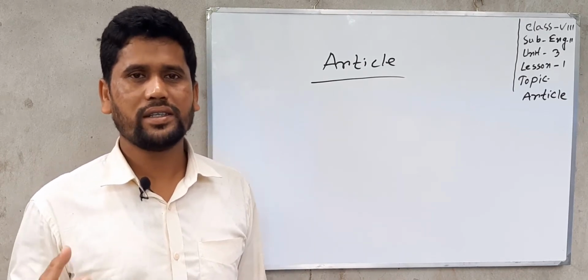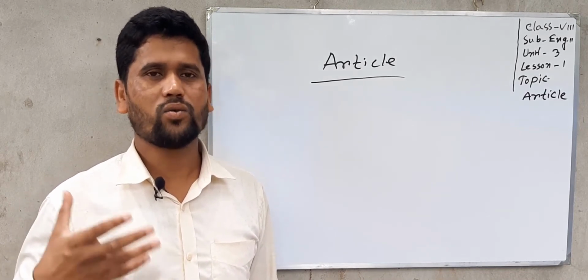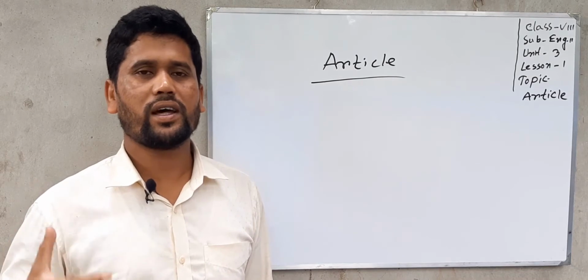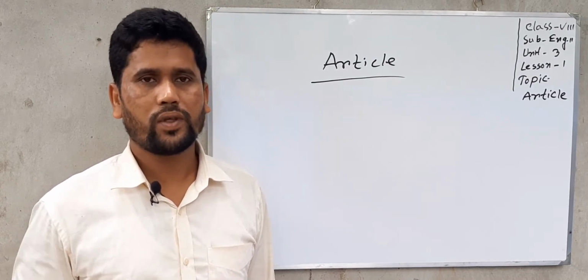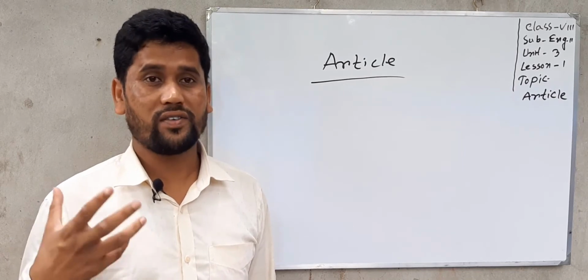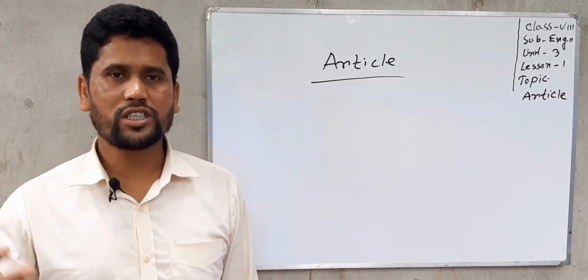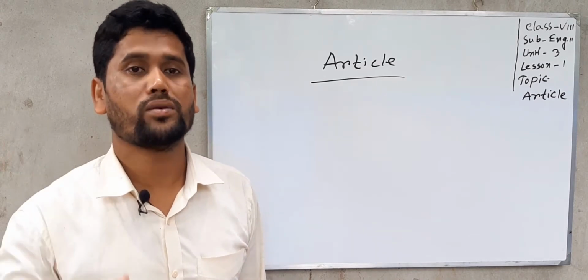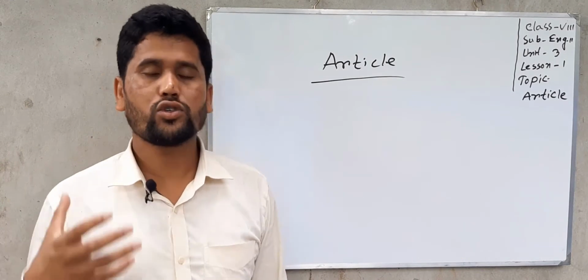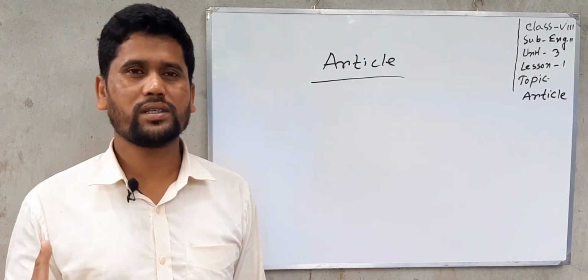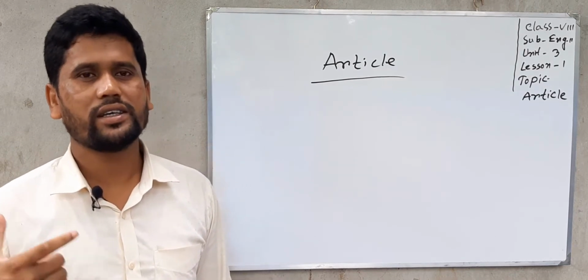A and the are articles. So I can say an article is a word that is used before a noun or noun equivalent words to show whether the noun refers to something specific or not. Articles take position in front of nouns or noun equivalent words. They are used before nouns to show whether the noun is specific or not, definite or indefinite.